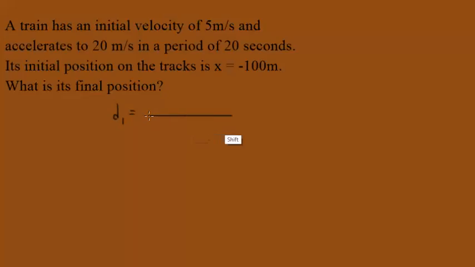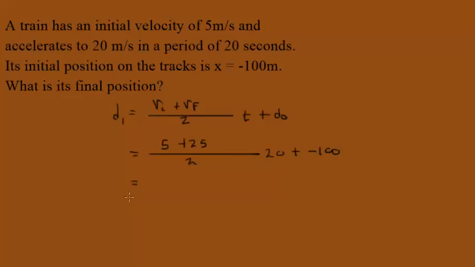Oops, I can't write. Final position equals V initial plus V final over 2, times time, plus our initial position. And all we have to do here is plug in the appropriate values. Your initial velocity is 20 plus 25 divided by 2, times our time period of 20 seconds, plus our initial position of minus 100 meters.